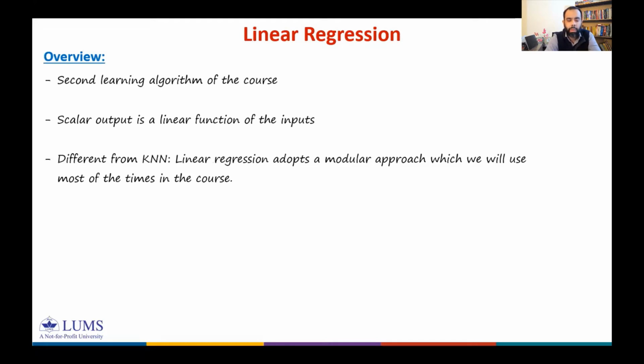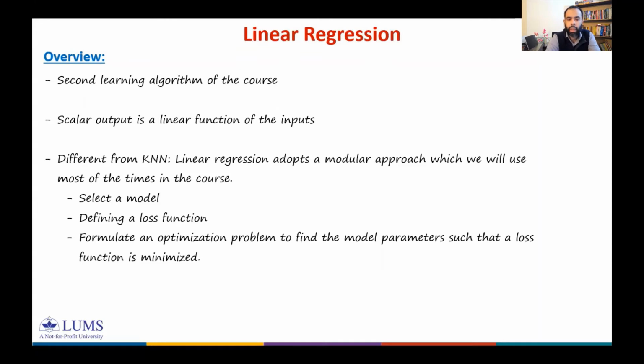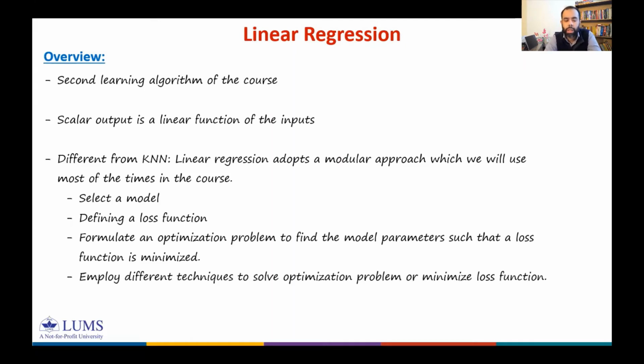In linear regression, we will adopt a modular approach, which we will use most of the time in this course. We will start with model selection. After model selection, we will define a loss function. Using the loss function, we will formulate an optimization problem, and use it to find the parameters for which the loss function is minimized. Then we will talk about different methods and algorithms to solve the optimization problem or minimize the loss function.